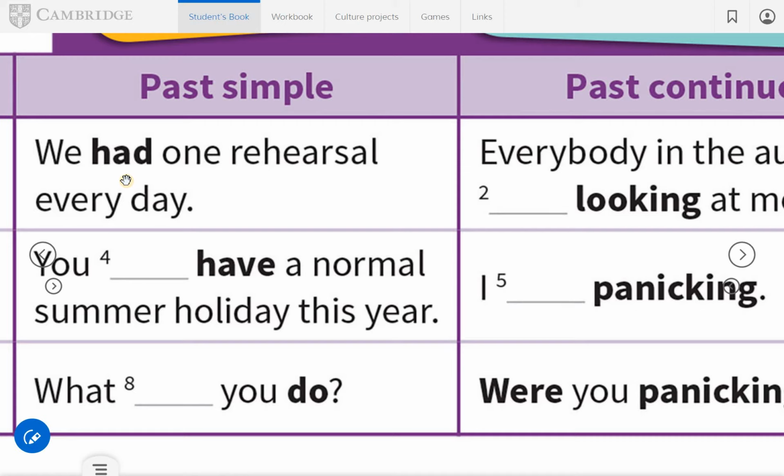if it is a positive sentence. Okay, and when it comes to negative, you use didn't plus the base form of the verb, which in this example is have. You didn't have. Okay, and with questions we use again did, subject and base form of the verb, and depending on the situation, you can start the question with a WH question word.